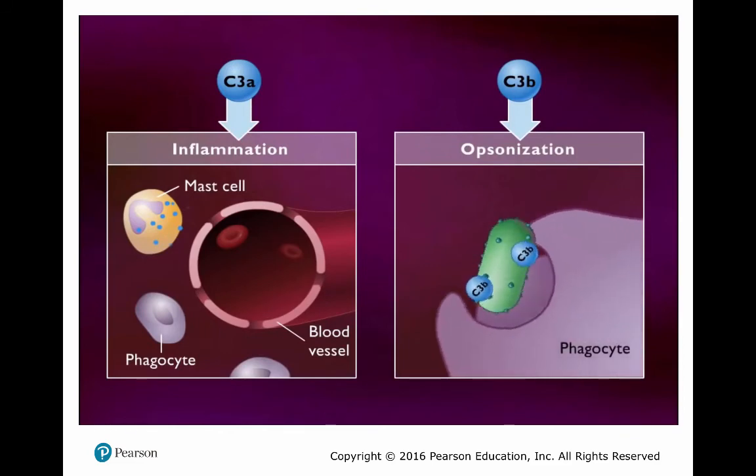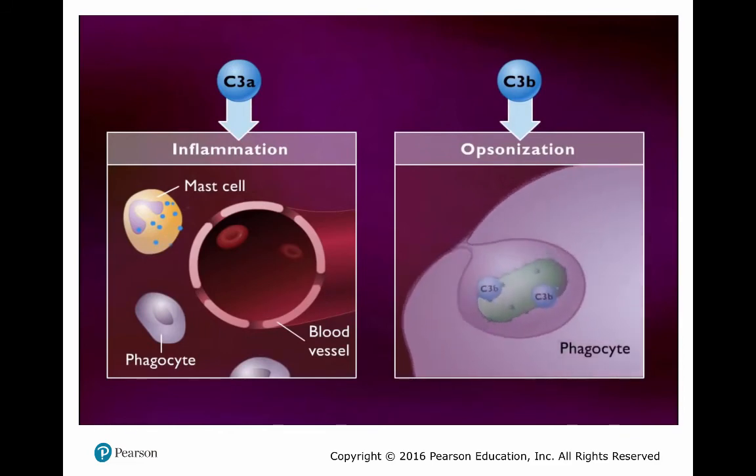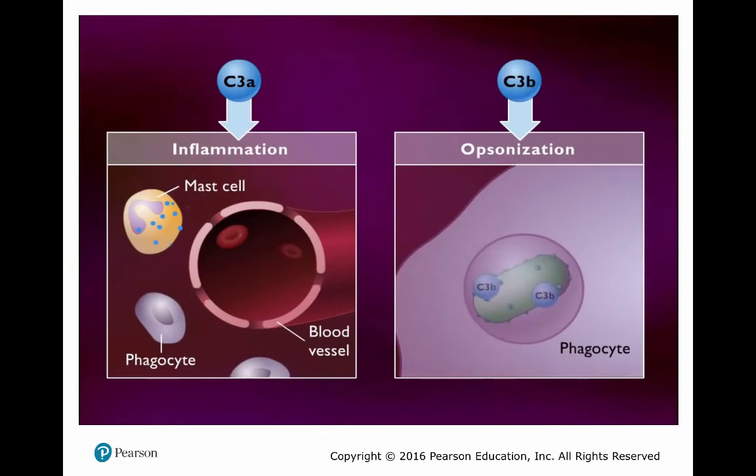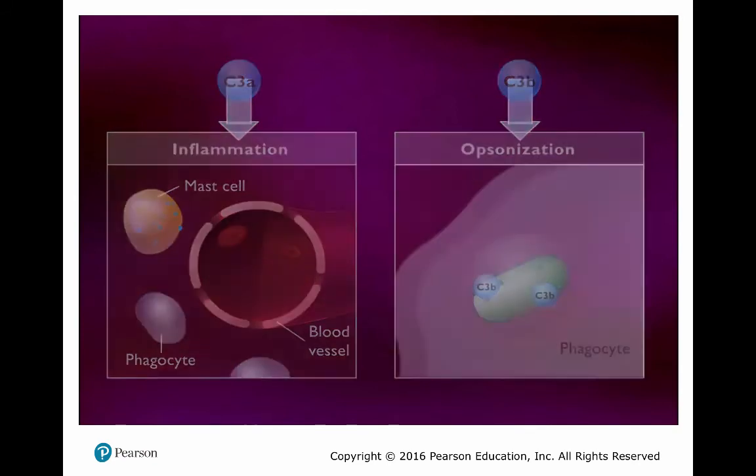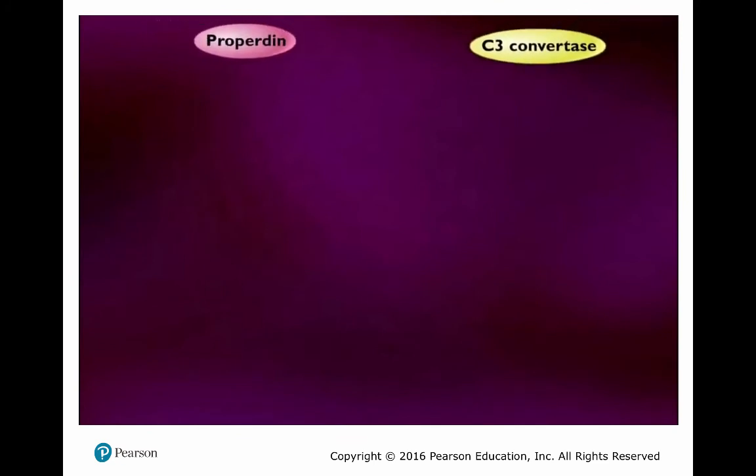Therefore, microorganisms with C3b bound to their surfaces are more susceptible to phagocytosis. Coating of bacteria to make them more susceptible to phagocytosis is called opsonization. Addition of properdin to C3 convertase results in formation of C5 convertase, which cleaves C5 into C5a and C5b.